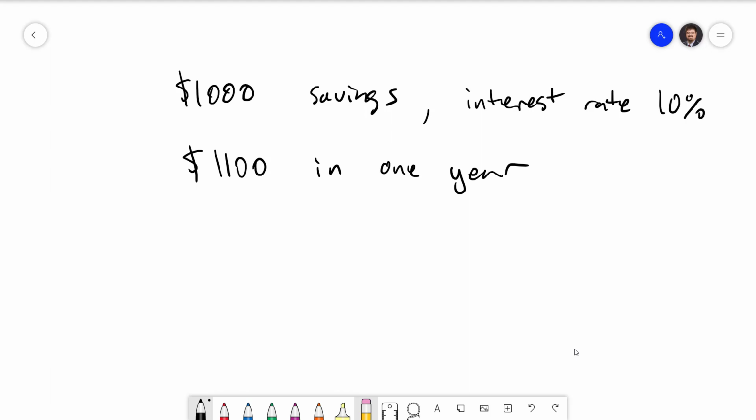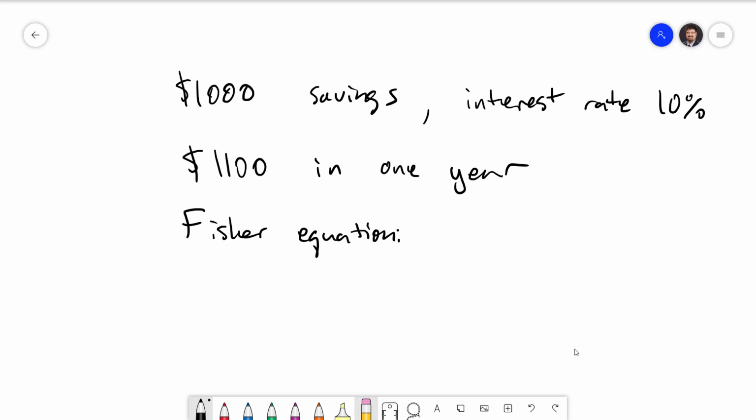Inflation is going to reduce that. In an extreme case, if inflation were over 10%, we would actually lose purchasing power by saving money in this 10% interest rate bearing account. The interest rate that you get from your bank is called a nominal interest rate. This does not take inflation into account. The real interest rate does take inflation into account. We calculate the real interest rate using the Fisher equation.